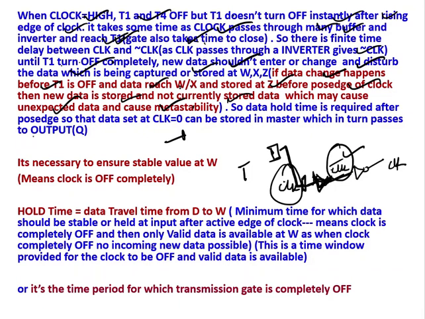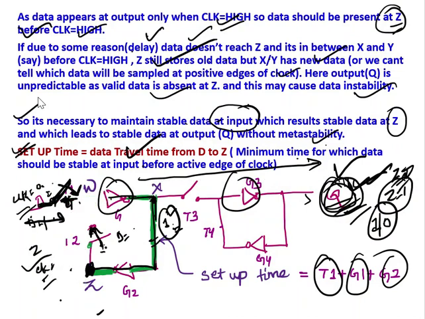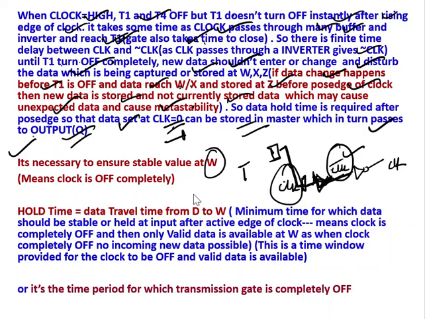Okay. So data hold time is required after the positive edge so that the data set at clock equal to 0, whatever data we have when clock equal to 0, can be stored in the master and in turn pass to output Q. So the requirement here is to ensure stable data at W. There should be stable data here at W. Simply, the meaning of this is that the clock is completely off.